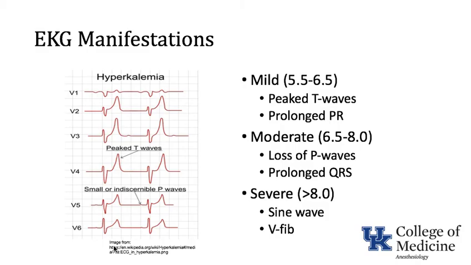There's a very common EKG manifestation that occurs with hyperkalemia, typically described as either mild, moderate, or severe. In mild hyperkalemia, you typically would see peaked T waves and a prolongation of the PR interval. With moderate hyperkalemia, you would have loss of P waves and an increase of the QRS interval. And in severe hyperkalemia, you may see the classic sine wave, which may then eventually degrade into ventricular fibrillation and even asystole.